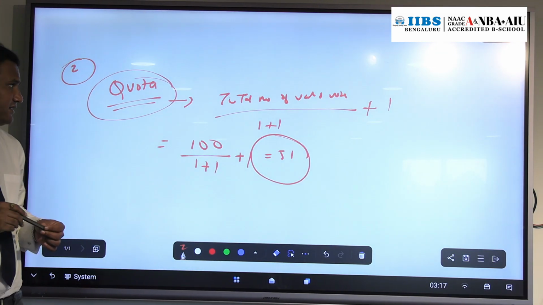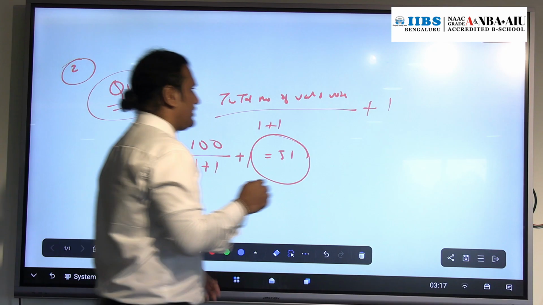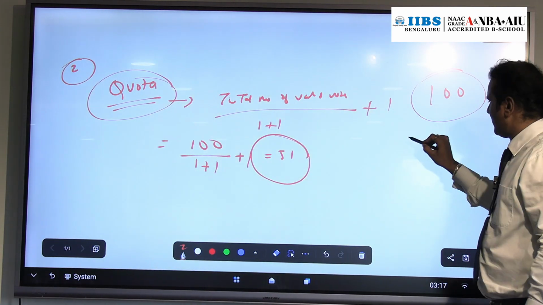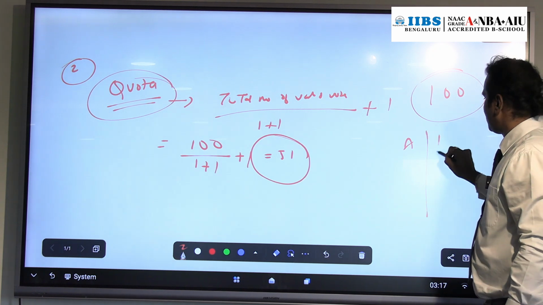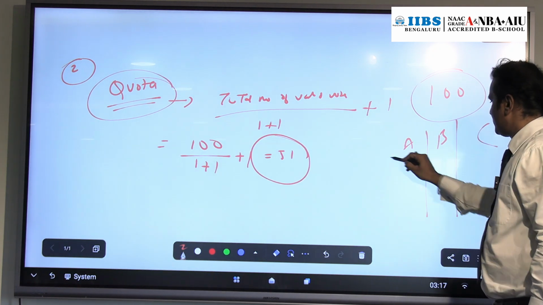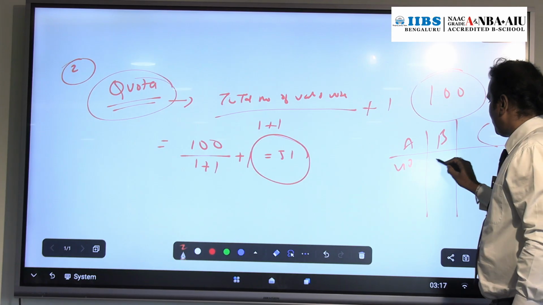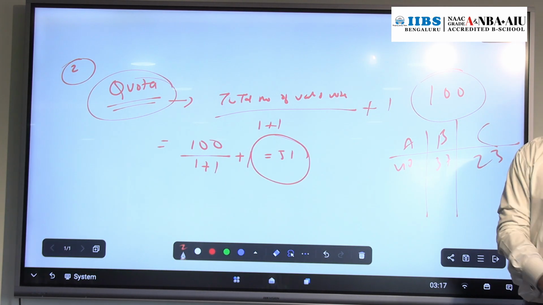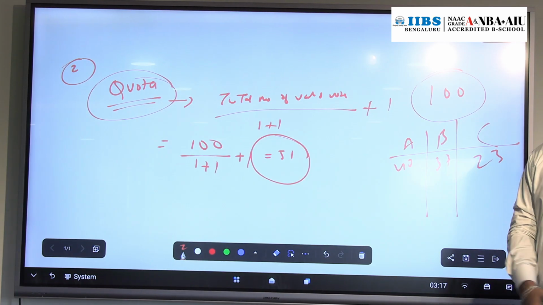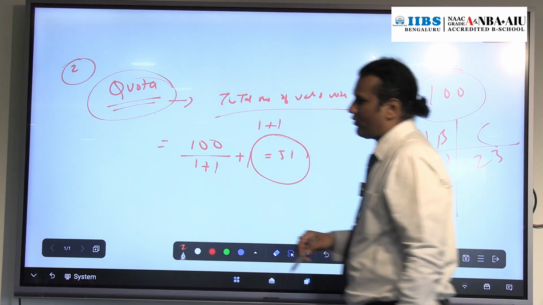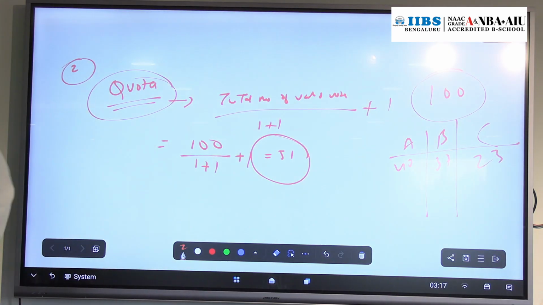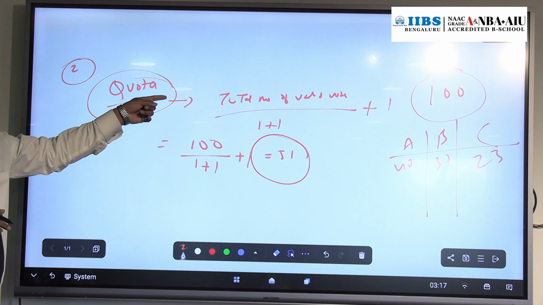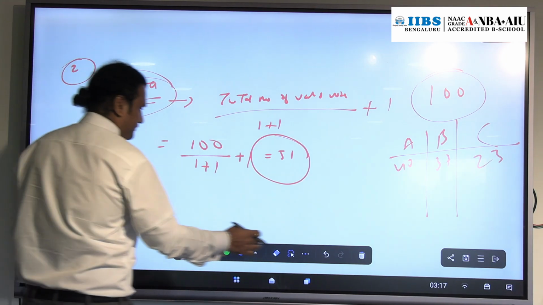Understood? If you have 3 candidates, we have taken an example. Total valid votes are 100 votes. We have 3 presidential candidates, A, B and C. A got 40, B got 37, C got 23. Who is the winner? No one is the winner. No one is the winner in case of quota system. Understood? Okay, so this is the quota system which we use in the election to the President of India.